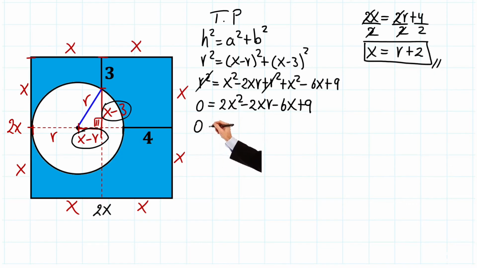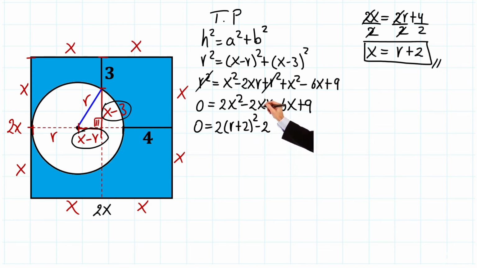Let's do it. 0 is equal to 2 times x, but x is equal to this here. Let's put it r plus 2 and this squared minus 2 times x and r. We are going to switch the places of x and r. Notice first we will put r and then x, just because it's convenient, not to make it look better.